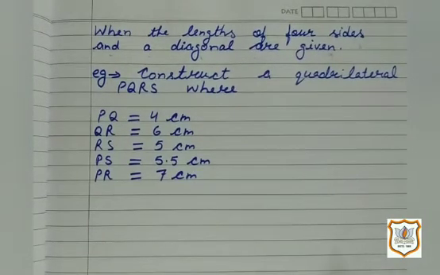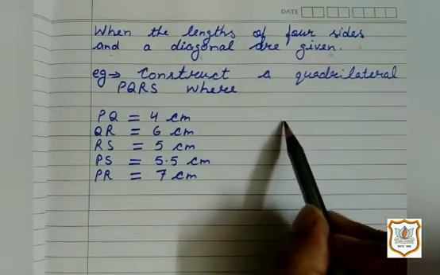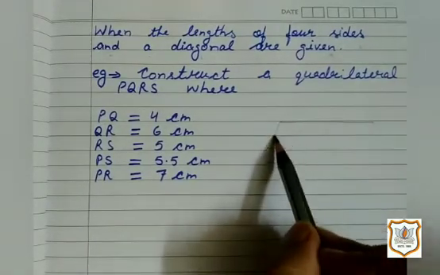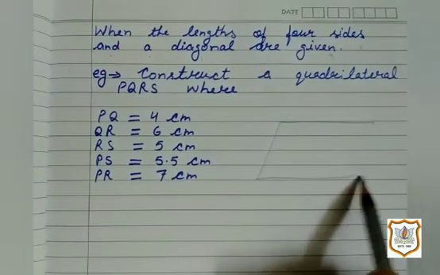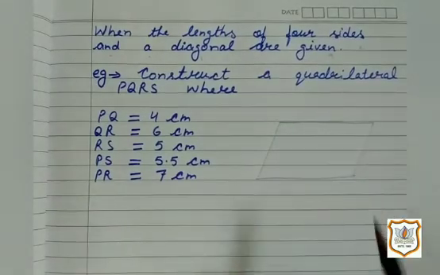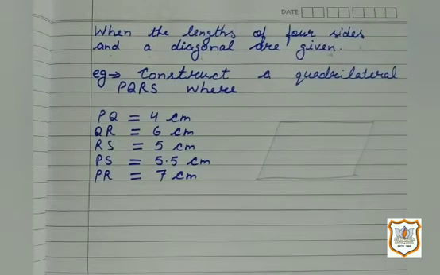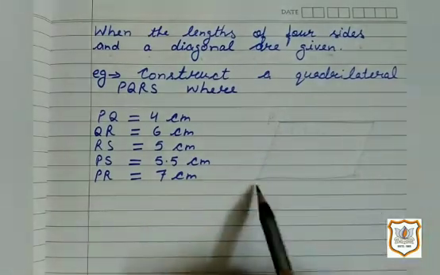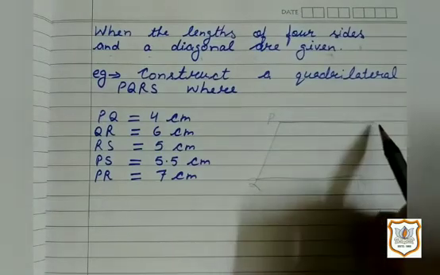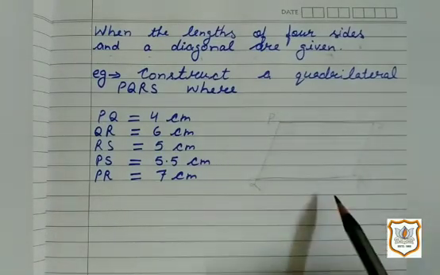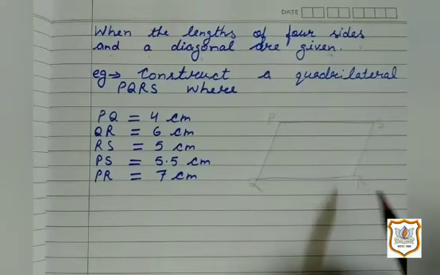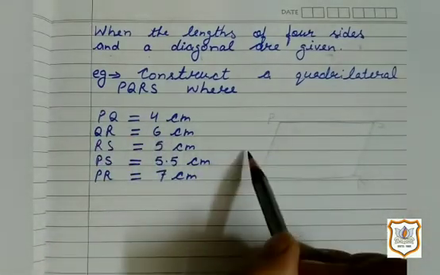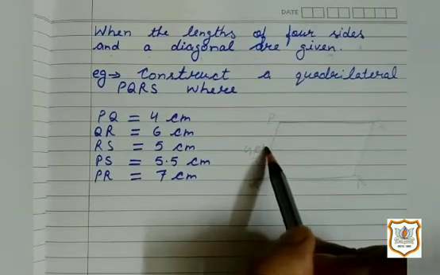Students, firstly we will draw a rough sketch. This is a rough sketch because a rough sketch will help us in visualizing the quadrilateral. And mark the measurements. First we give the names P, Q, R, S. Students, this is a rough sketch, so we do not use a scale. PQ is 4 cm, so we write 4 cm.